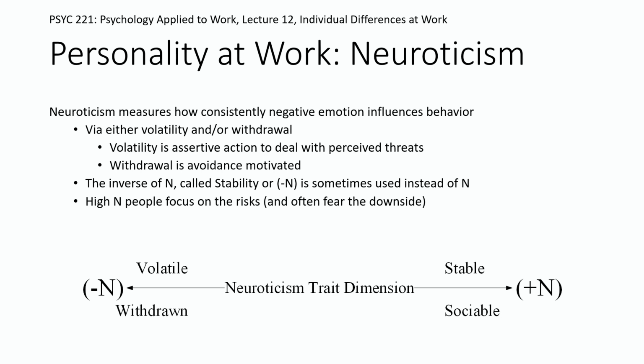A way to look at highly neurotic people is they'll often fixate on the risk and fear the downside, where somebody that's highly stable or low in neuroticism is a lot more tolerant to risk, and they often then look at the upside of things.